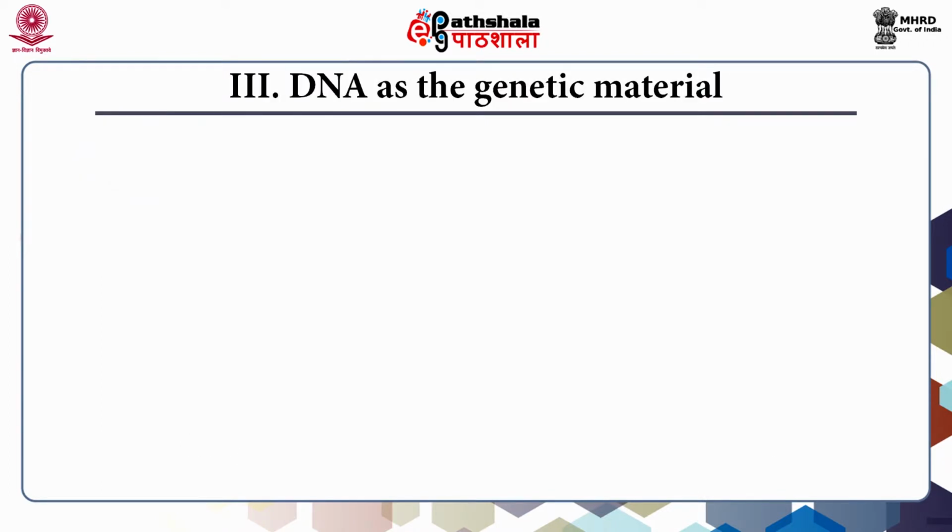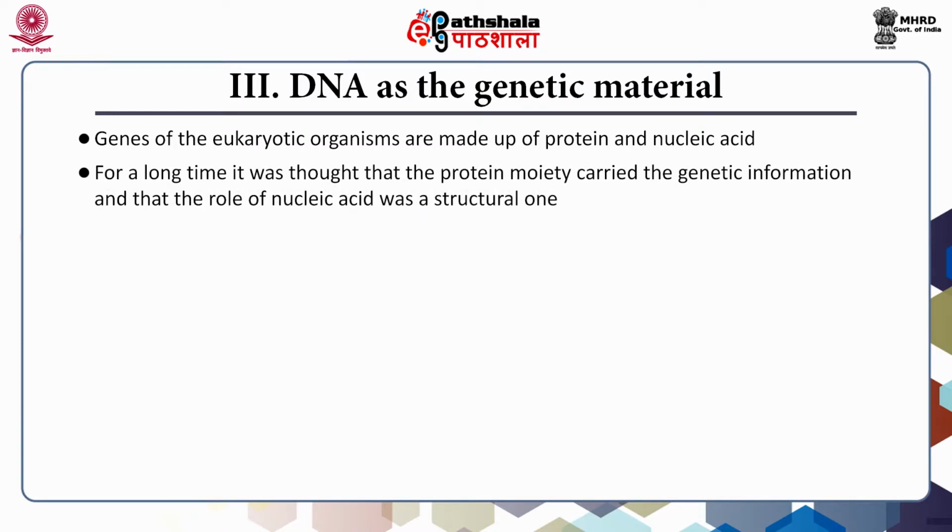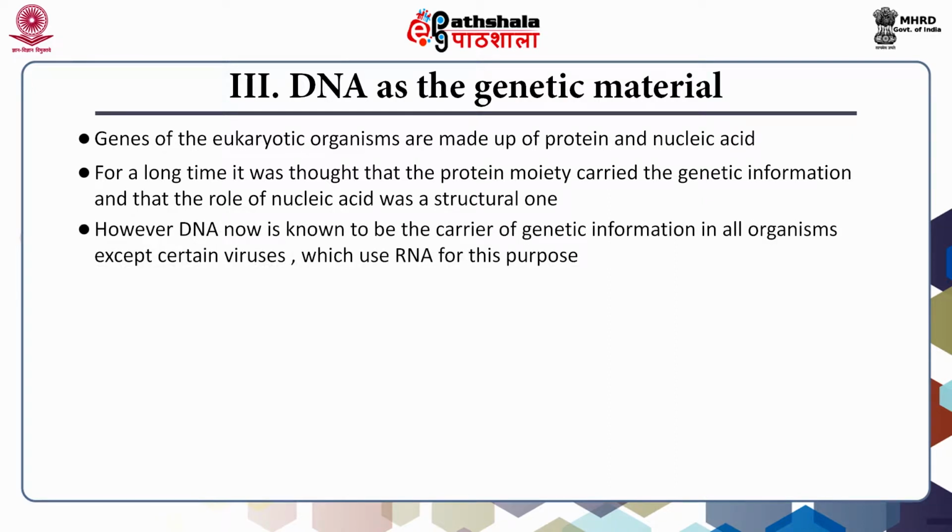DNA as the genetic material. Genes of the eukaryotic organisms are made up of proteins and nucleic acids. For a long time, it was thought that the protein moiety carried the genetic information and that the role of nucleic acid was only a structural one. However, DNA now is known to be the carrier of genetic information in all organisms except certain viruses which use RNA for this purpose.